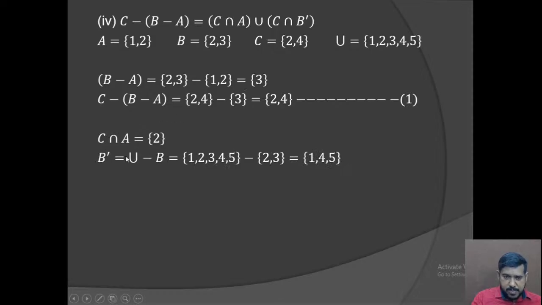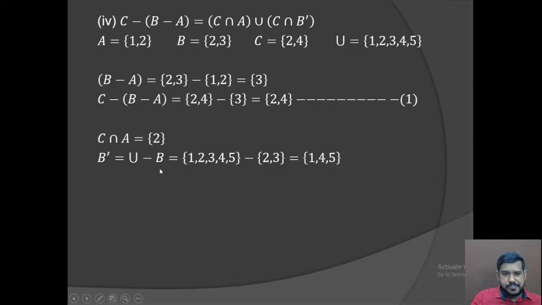What is B dash? From the universal set you have to remove the elements from B. So this is the universal set minus set B. Universal set minus B means 2 and 3 alone will be taken out. So the rest of the elements are 1, 4, 5, which are taken.